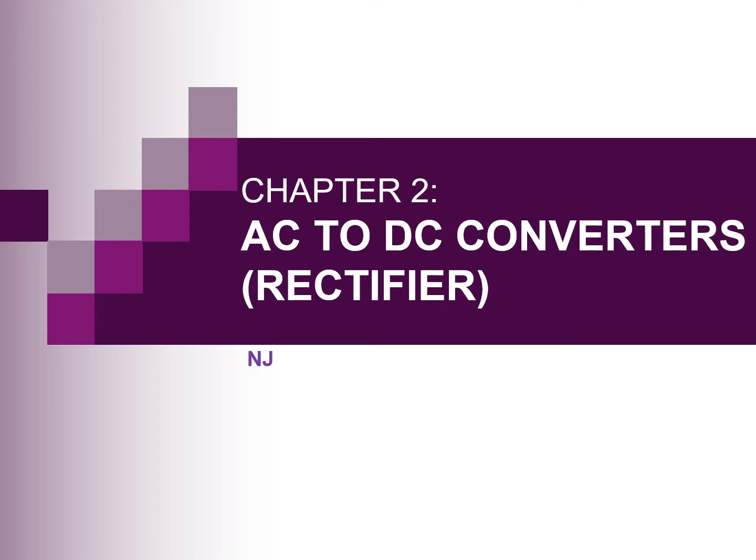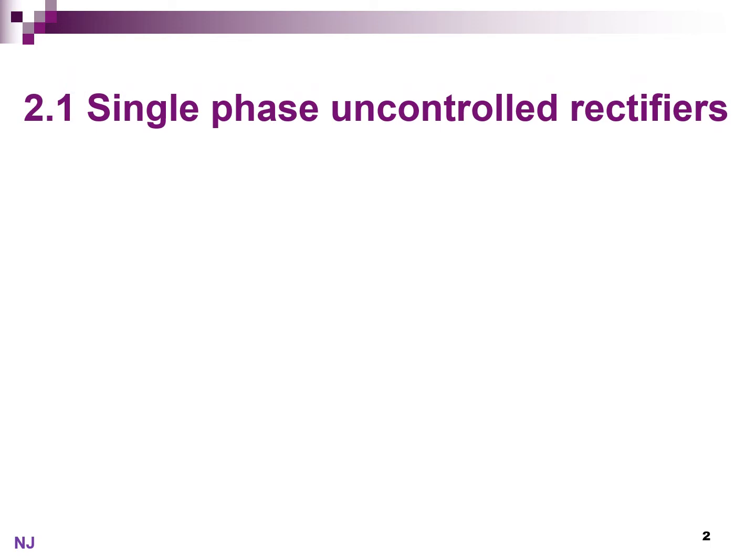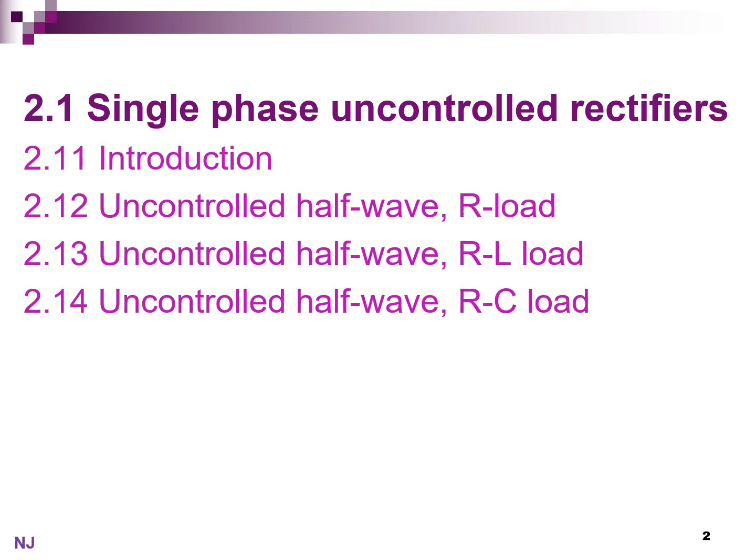Today we will continue with chapter 2, AC to DC converters or rectifiers. For this chapter, we will learn about single-phase uncontrolled and controlled rectifiers and also three-phase controlled rectifiers. But for today, we will try to cover single-phase uncontrolled rectifiers only. The output voltage and current of the rectifier are strongly influenced by the type of the load. So the operation of the rectifier with resistive, inductive and capacitive load will be discussed.